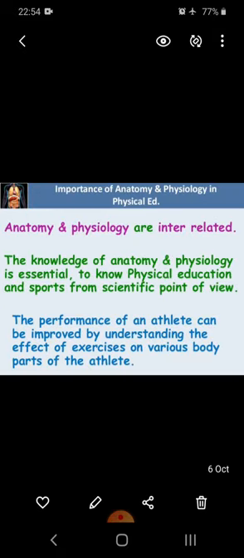Anatomy and physiology are interrelated. The knowledge of anatomy and physiology is essential to know physical education and sports from a scientific point of view. The performance of an athlete can be improved by understanding the effect of exercise on various body parts of the athlete.